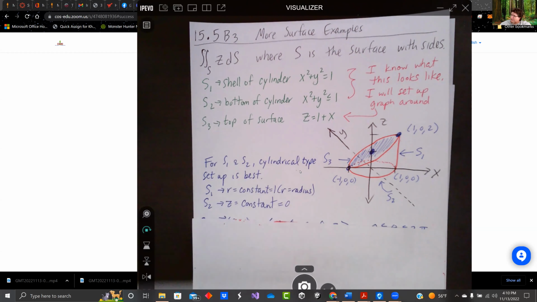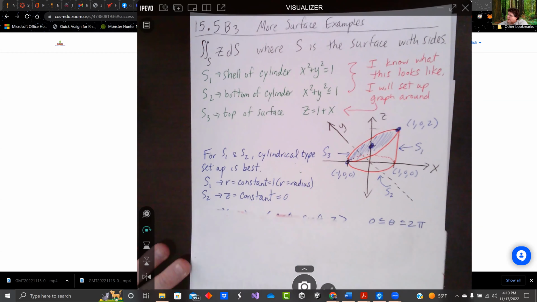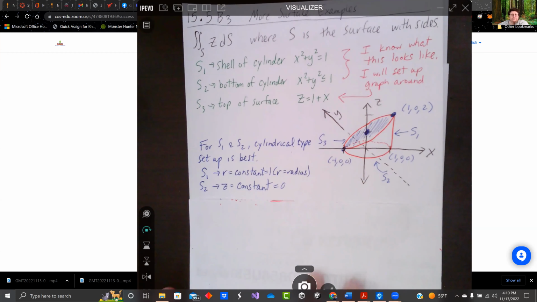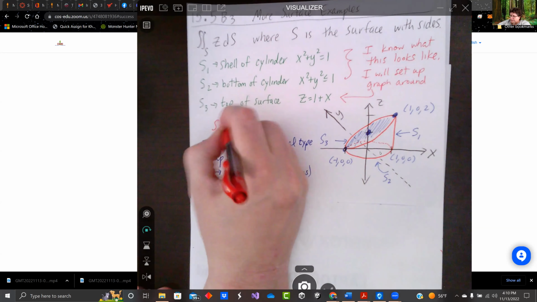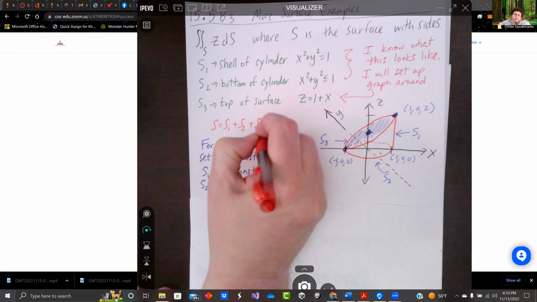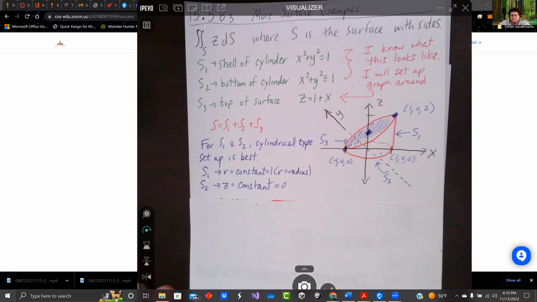So we're looking at S1 and S2, and in fact, they're all going to be good in cylindrical. Some things are constant for S1 and S2. For S1, the radius, the side of the pipe, has a constant value of 1. And the bottom surface has a constant value of z equaling 0. We'll take advantage of that. We just need to do this integral for each piece, because S should be S1 plus S2 plus S3. So we've got to find each value. Let's just jump into them.